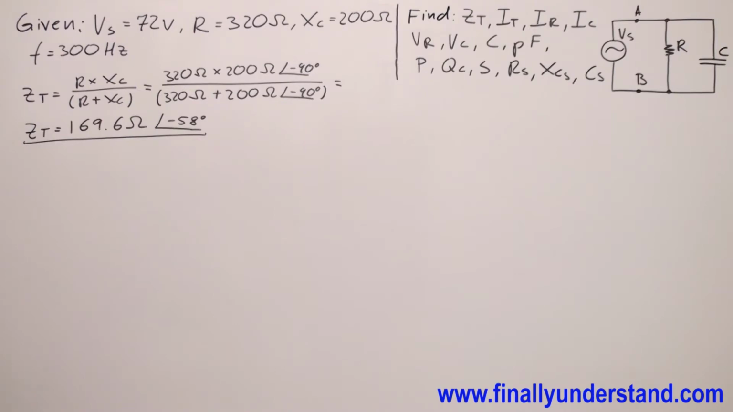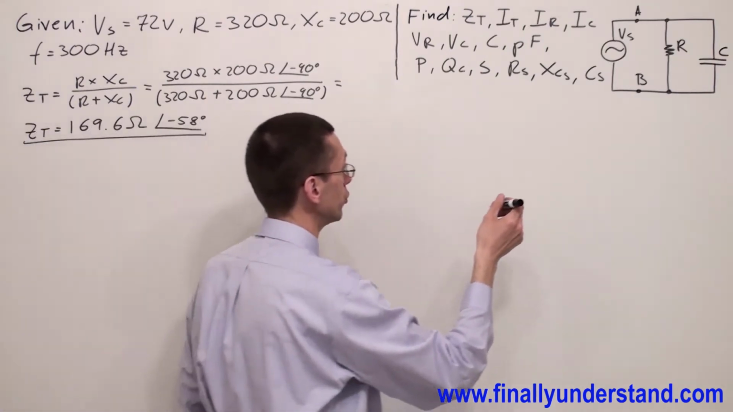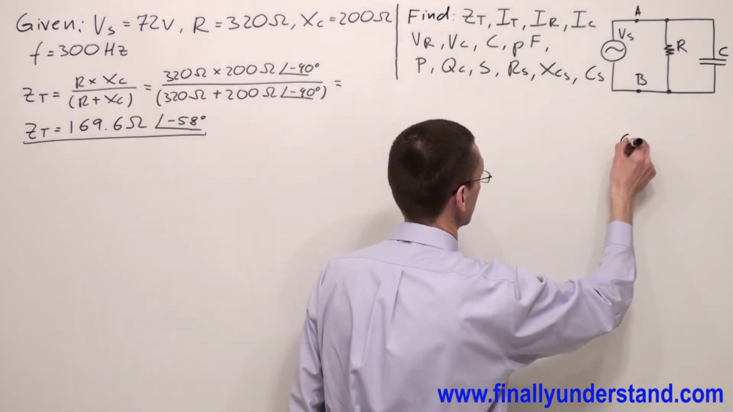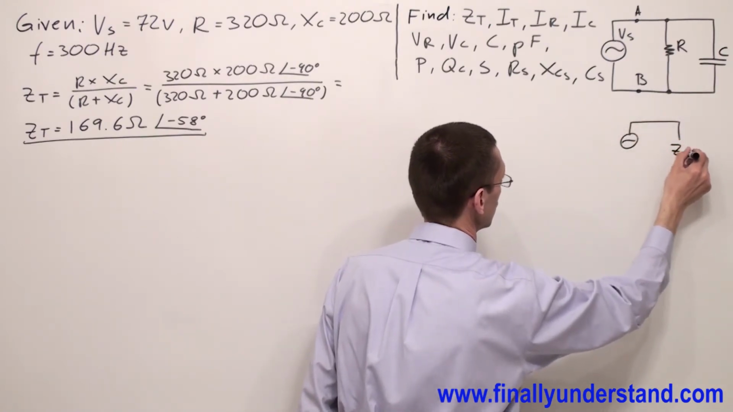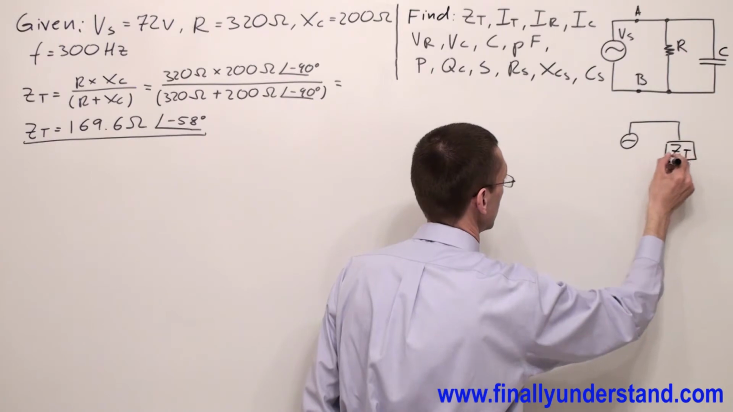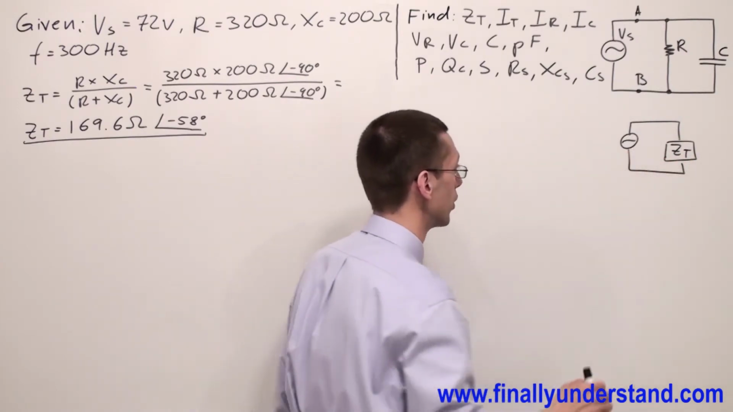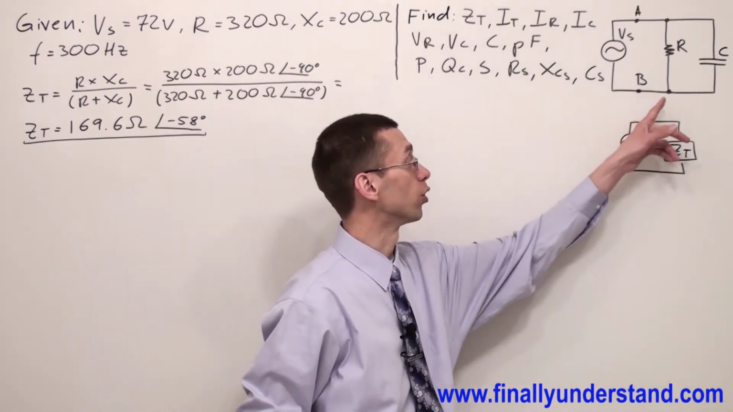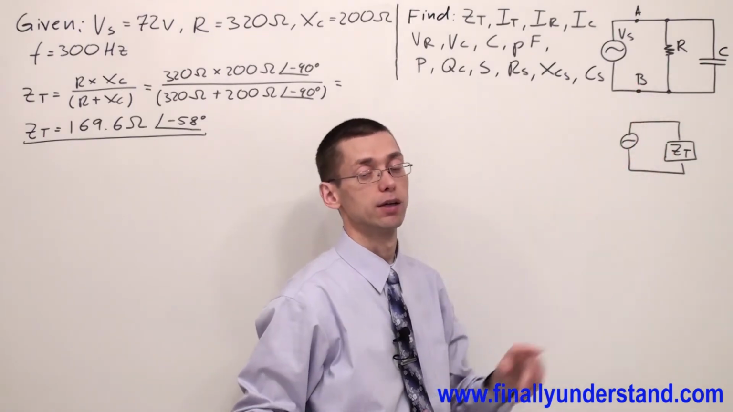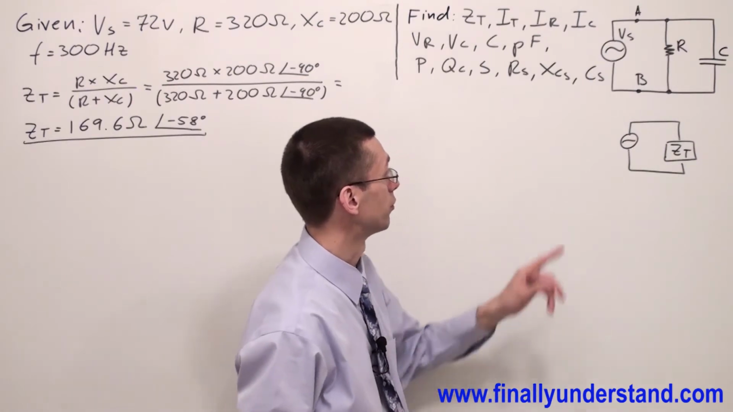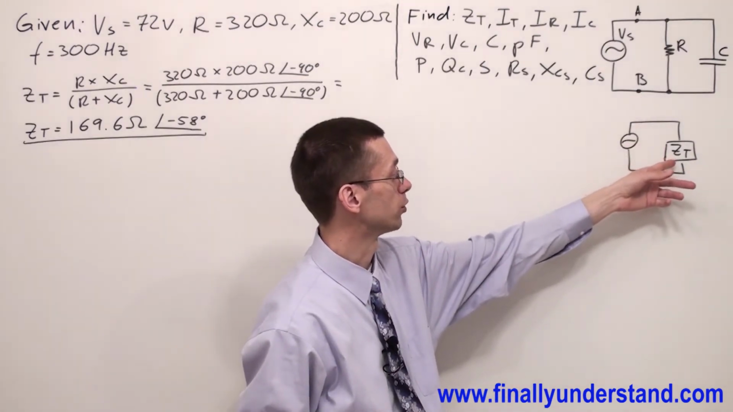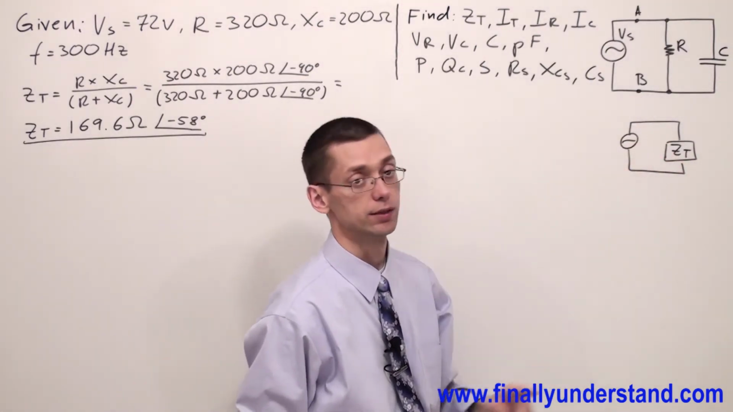Next, I'm supposed to find I total. In order to find I total, I'm going to redraw the circuit and show you what I'm doing right now. So this is Z total. Please keep in mind that Z total represents these two components, the resistance and the capacitor in parallel. So instead of two components, I'm going to simply draw just Z total.